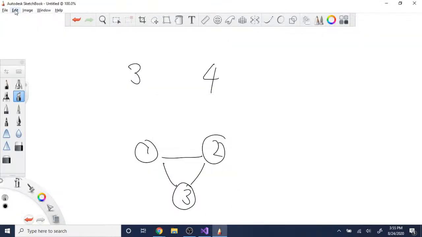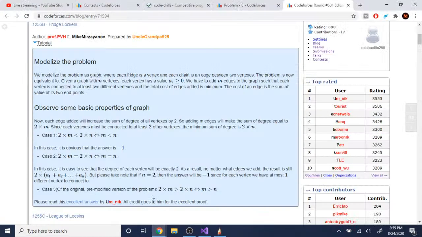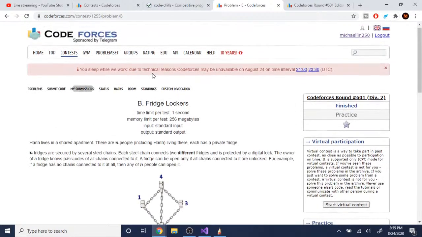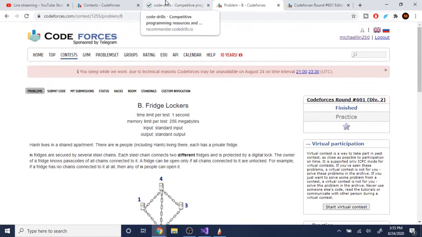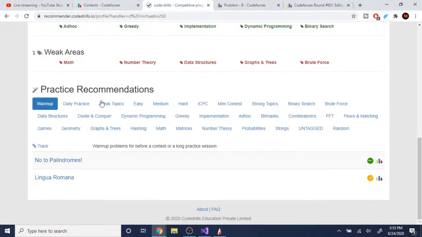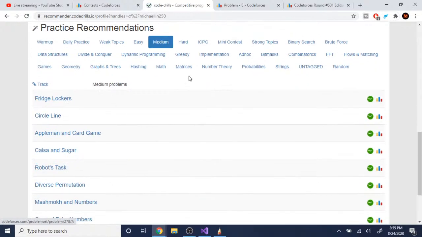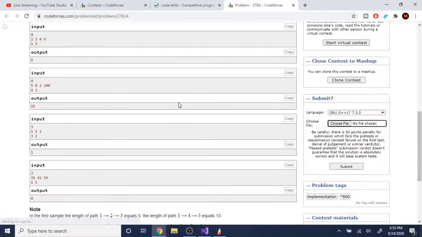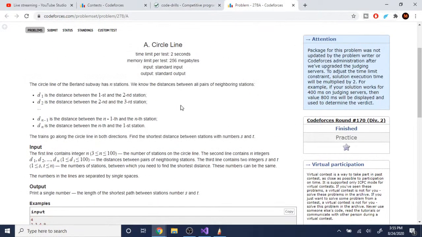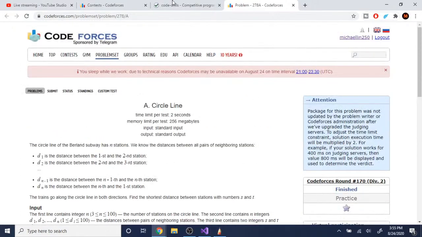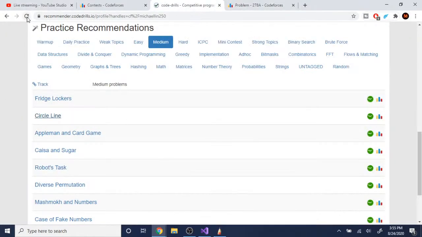Whoops. Let's do another problem. So this problem was fridge lockers. It was round 601, division 2B. Let's do another problem. Let's see. What was I did, fridge lockers. Let's do circle lane. I think this is a geometry problem. Oh, this is 800. Okay, so this is not going to be that bad, but it helps you improve your speed.